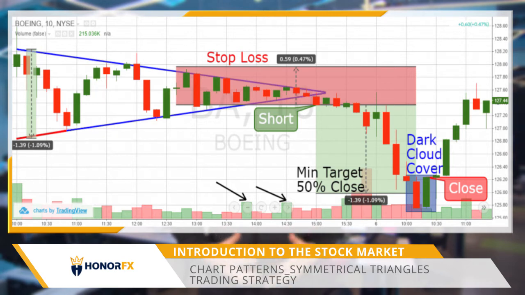The 2 black arrows identify relatively larger volume bars. The second big bar matches with the bearish breakout of the symmetrical triangle. Therefore, we assume that the breakout is genuine and we short Boeing based on our symmetrical triangle trading strategy.